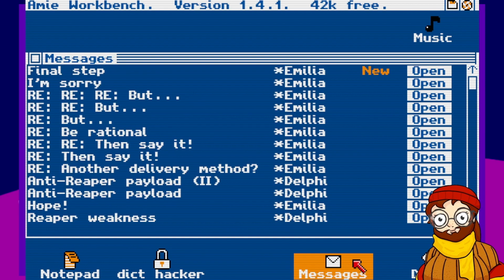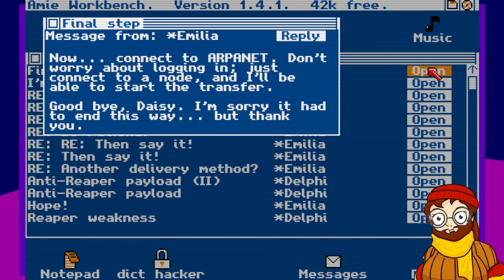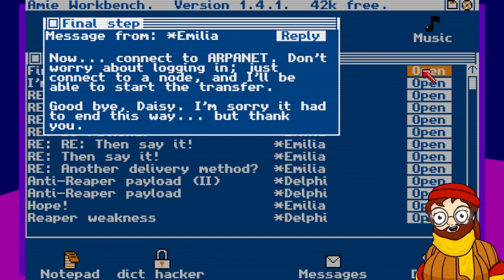Amelia? Okay. Final step. Now, connect to ARPANET. Don't worry about logging in, just connect to a node and I'll be able to start the transfer. Goodbye, Daisy. Sorry it had to end this way, but thank you.